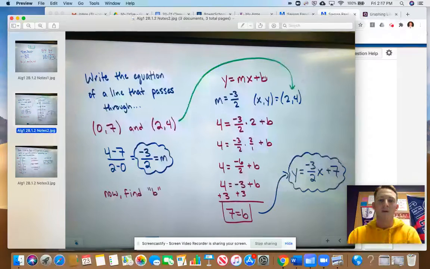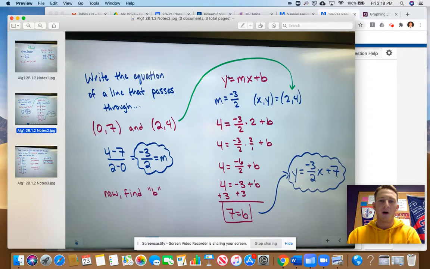Well, how can we find b? We know that x's and y's are in the equation. Also, what else has an x and a y? These points over here. So I'm just going to pick one of these 2 points. Doesn't matter. It turns out we picked the point 2, 4. So here's my x. Here's my y, and we're going to plug them in.